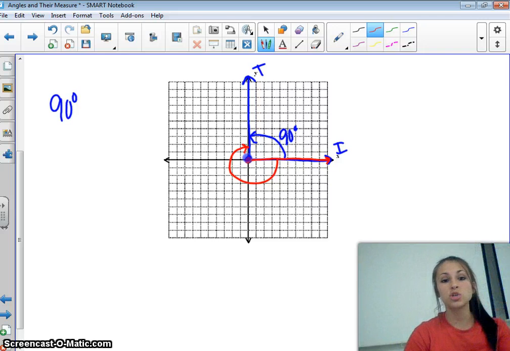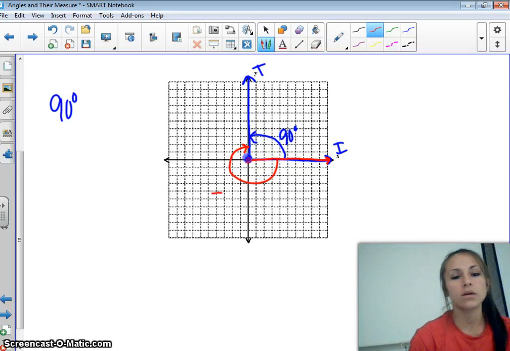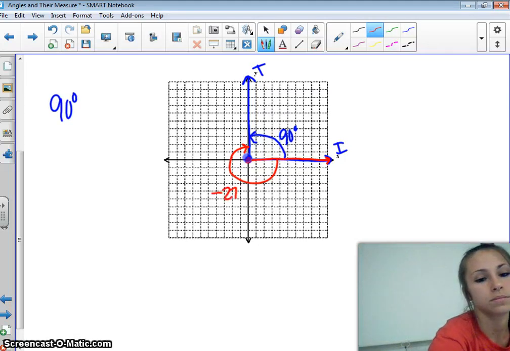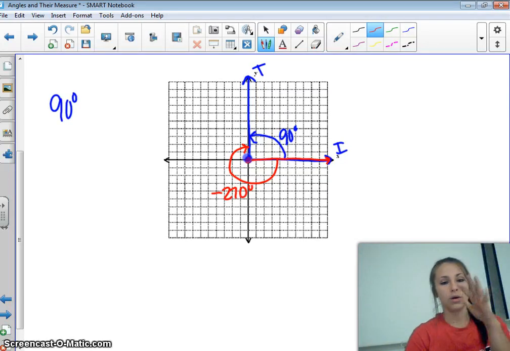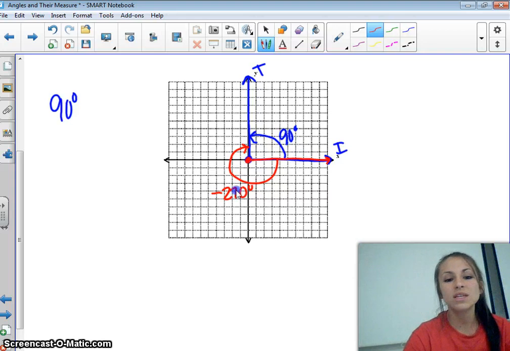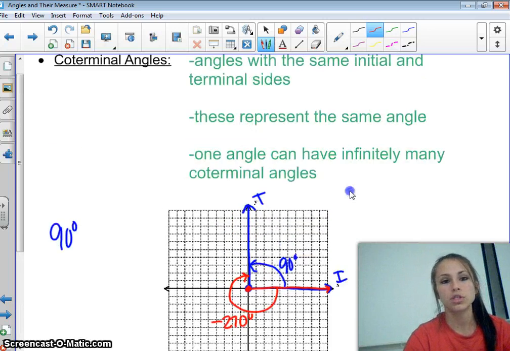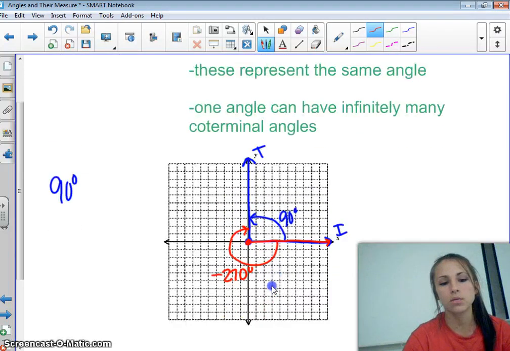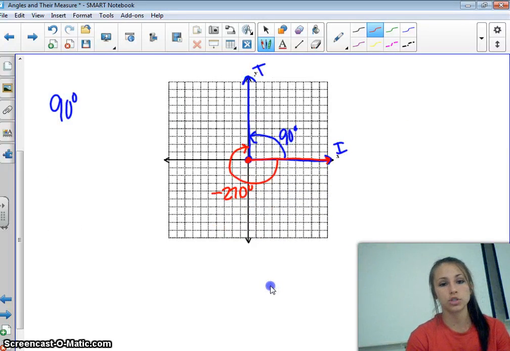So it has the same initial, the same terminal, and so even though it has a different measure, it's going to be negative. So this would be negative 270, okay, if I went all the way up to that 90 degrees. So even though these have different measures, they are really just representing the same angle. And so these are going to come in handy whenever we start evaluating trig functions, sine, cosine, and tangent, secant, cosecant, cotangent. We'll talk about that later.